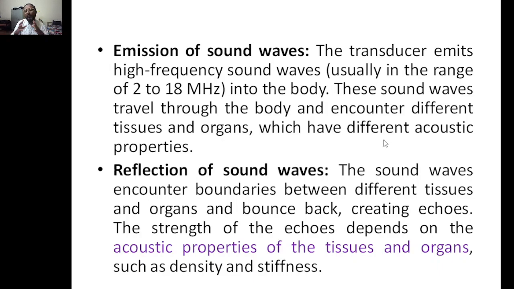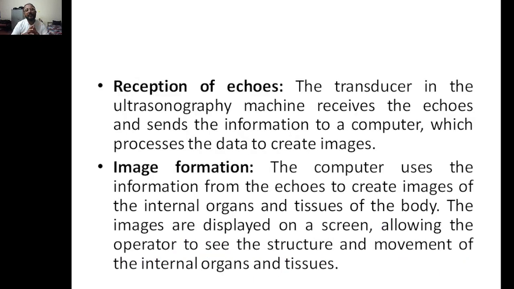So how do we identify these echoes, and which kind of structure they belong to? Every organ or tissue in our body has different acoustic properties. If I send these waves to the liver, the waves I get back are different from those from other parts of the body, because acoustic properties differ based on density and stiffness.